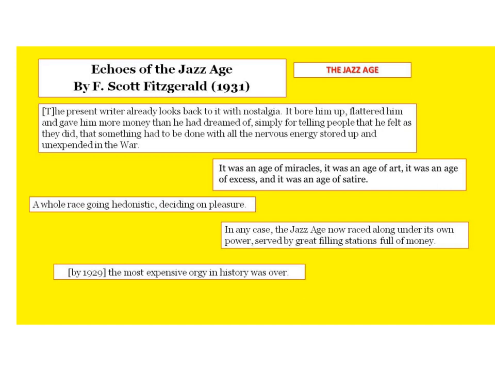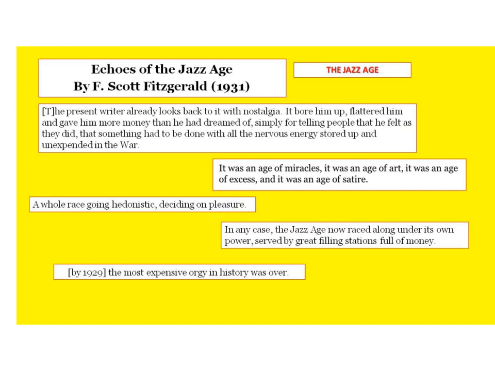A key quote here in the second quotation, it was an age of miracles. It was an age of art, it was an age of excess, and it was an age of satire. So as we mentioned in the form and structure video, this is a satirical novel. But look at the sense of possibility here, an age of miracles, and of course, wild partying and hedonism, excess in Fitzgerald's own words. Continuing that theme, he labels America at that time, certainly in his perception of it, as a whole race going hedonistic, deciding on pleasure.